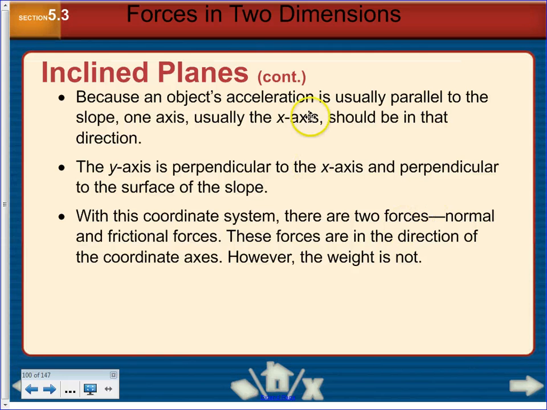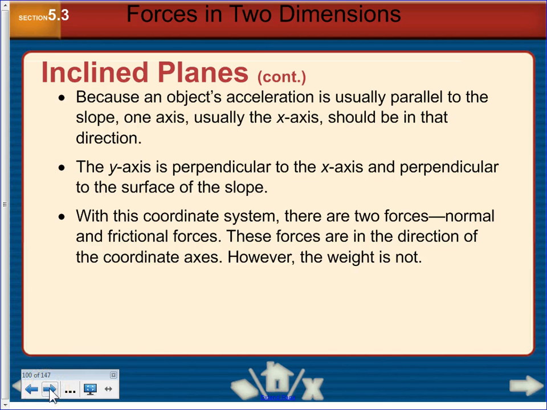Because the object's acceleration is usually parallel to the slope, one axis, usually the x-axis, should be in that direction. In other words, you need to tilt your coordinate system so that the x-axis is parallel with the slope. The y-axis is perpendicular to the slope. In this coordinate system, there are two forces, a normal force and a friction force, and these forces are in the directions of the coordinate axes. The weight, again, is not.